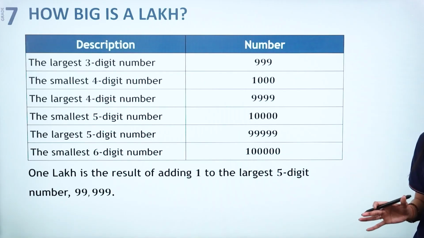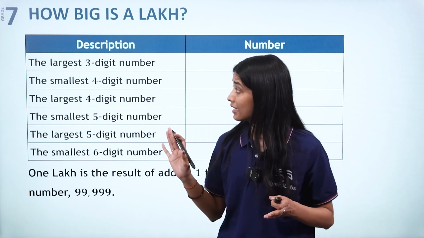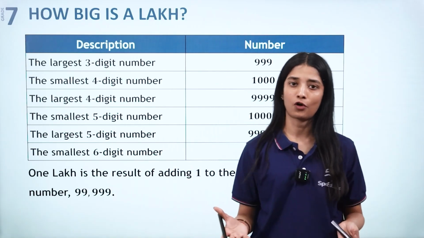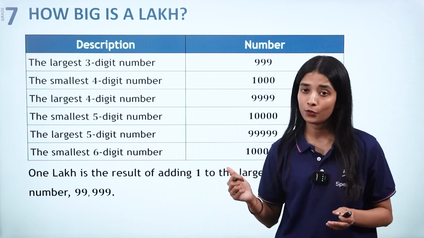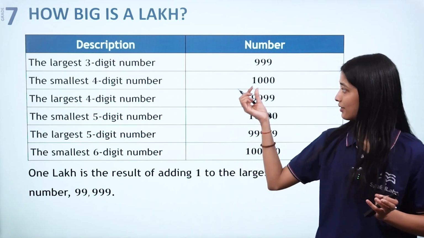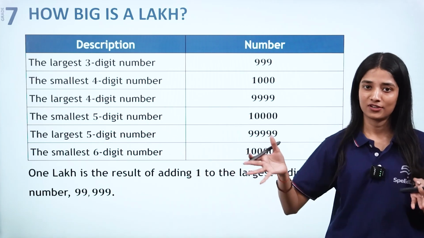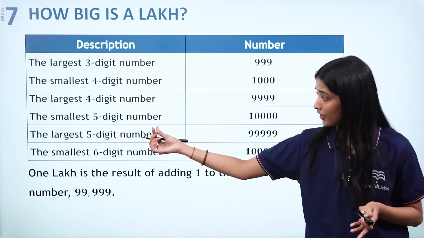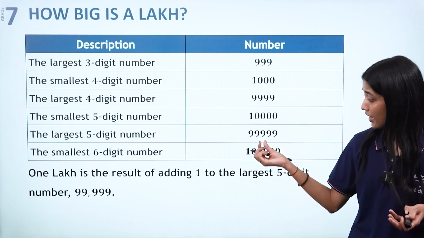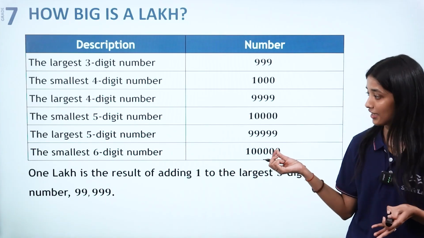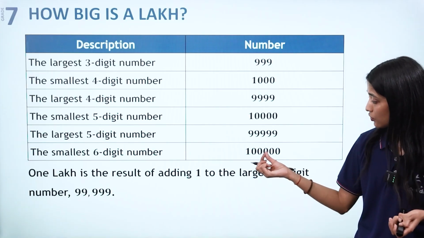Then we have some numbers here. The largest 3-digit number, we all know, is 999. Then the smallest 4-digit number is 1000. The largest 4-digit number is 9,999. The smallest 5-digit number is 10,000. The largest 5-digit number is 99,999. Then the smallest 6-digit number is this. So how much is it?